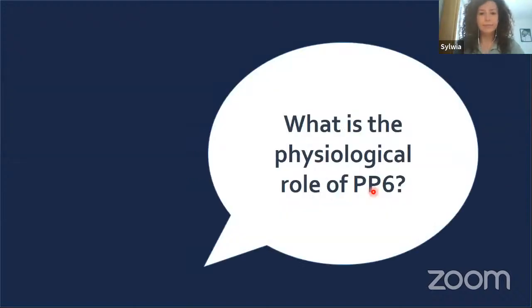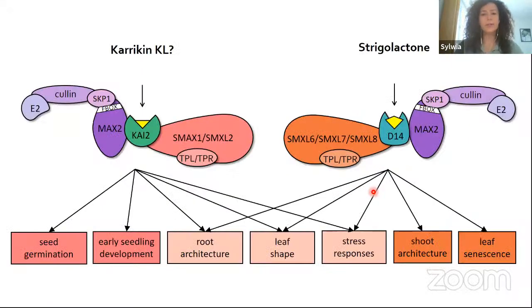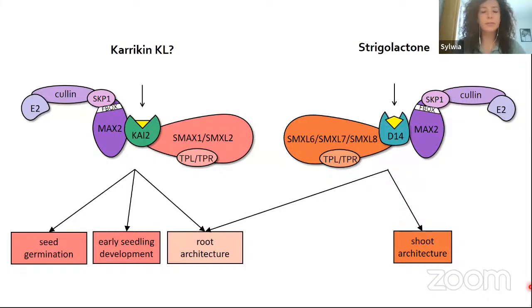But what is then the physiological role of the PP6 complex? I showed you this scheme at the beginning, that strigolactones and karrikins are important for many developmental processes. But here we will focus only on four of them: seed germination, hypocotyl elongation, lateral root density, and shoot architecture.